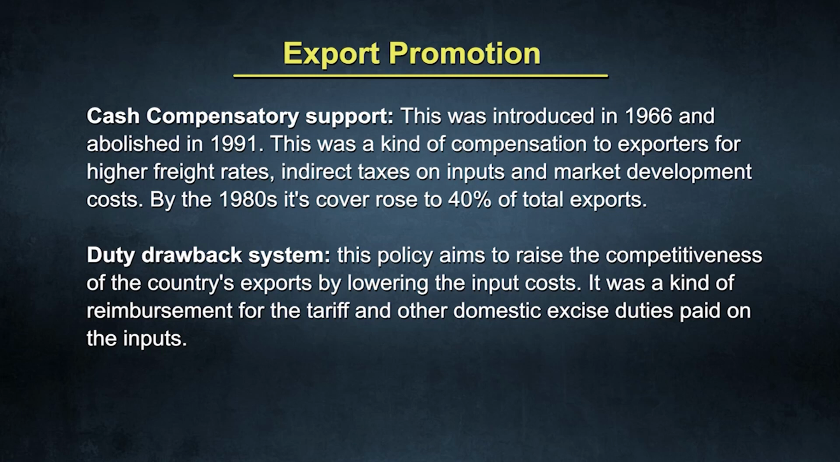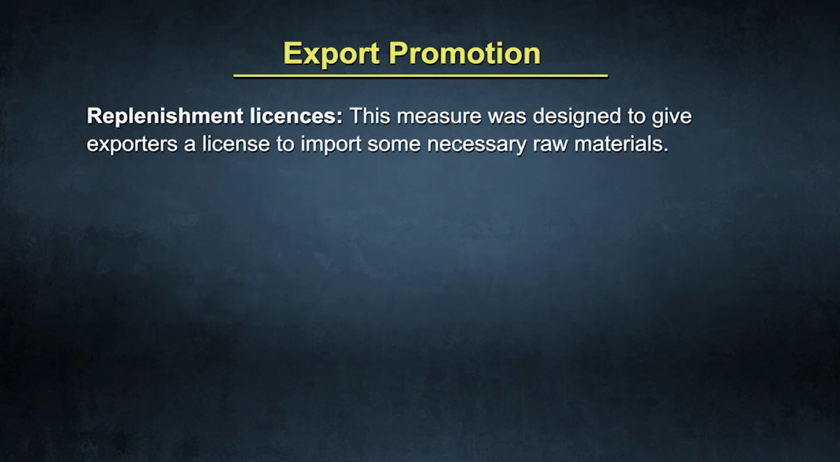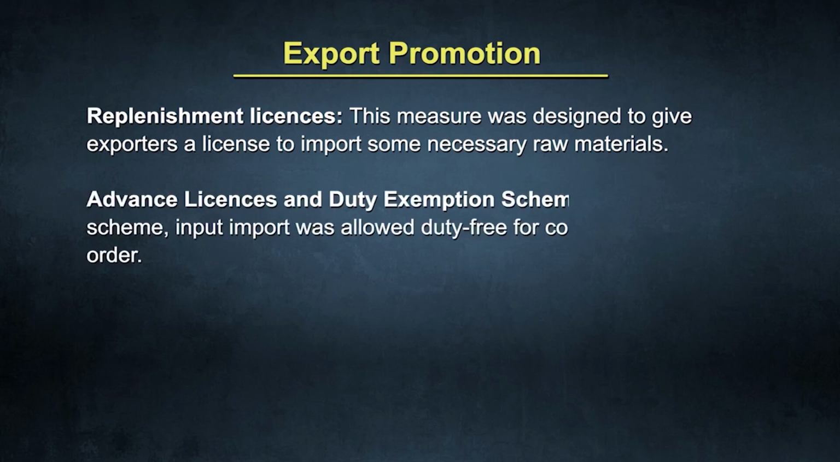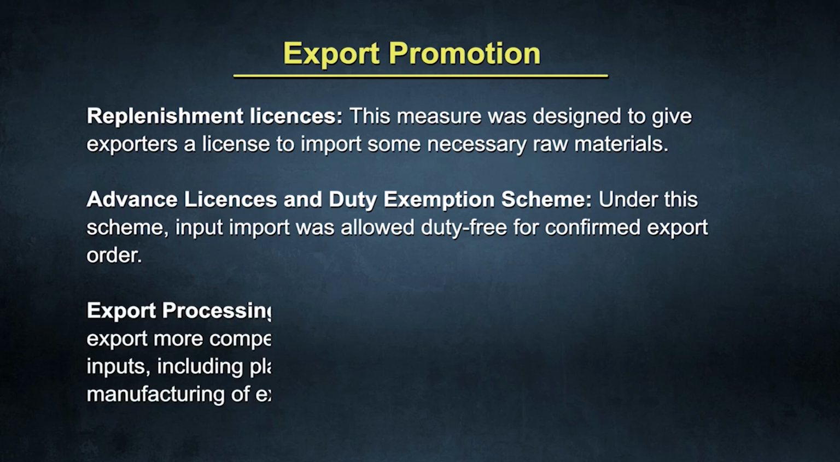It was a kind of reimbursement for the tariff and other domestic excise duties paid on the inputs. Then the replenishment licenses were also introduced. These measures were designed to give exporters a license to import some necessary raw materials. And advance licensing and the duty exemption scheme gave the exporters permission to import duty-free for confirmed export orders.